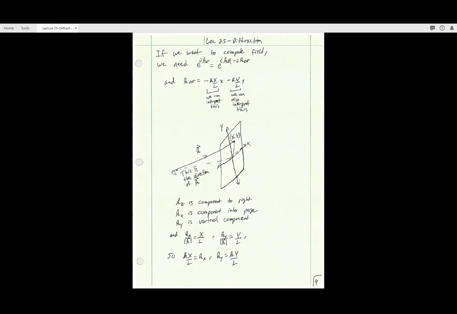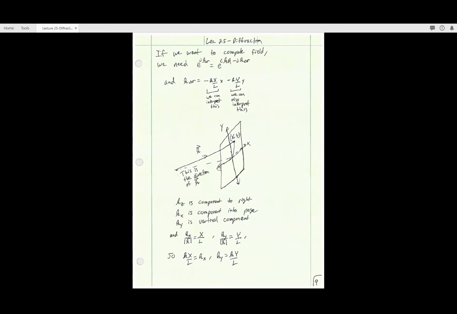Okay, let's say that our K vector is going from the aperture to a point in the detector plane, because by definition, wherever we're looking in the detector plane, we are just picking up light from waves that traveled in a direction that will take them from the aperture to the detector plane. All right, so K is going in the same direction as R.